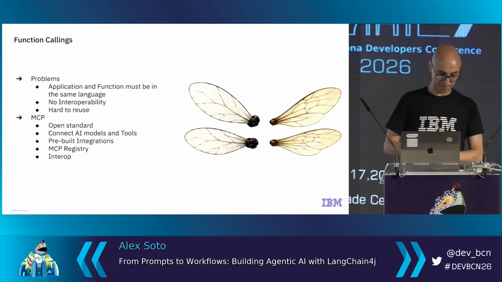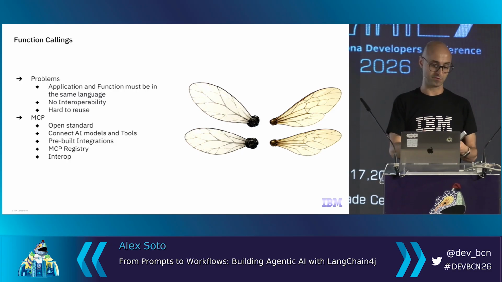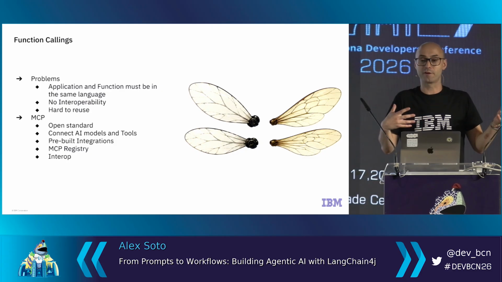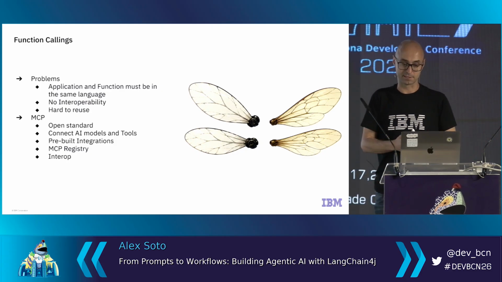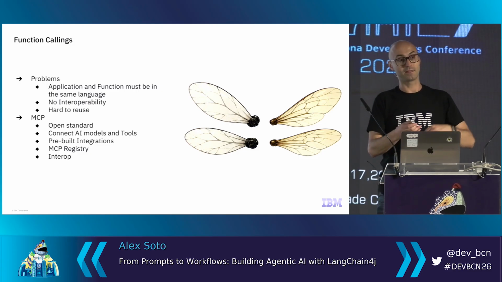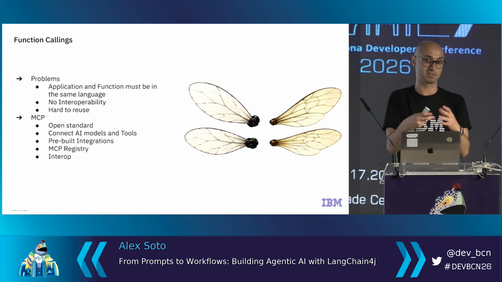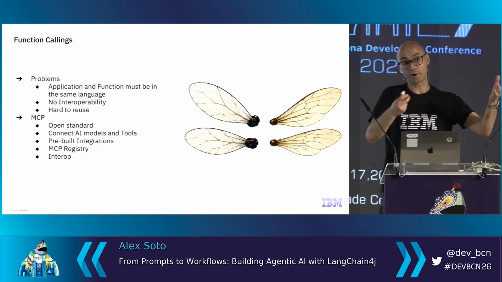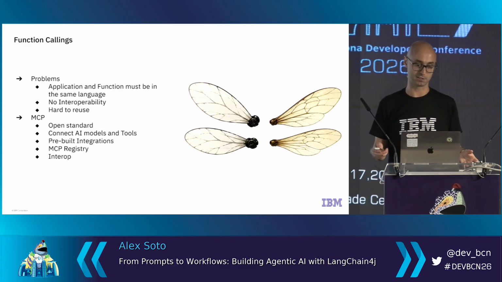What we've got then is MCP, the Model Context Protocol standard, which is an open standard that basically lets AI models connect to tools in a standard way. So no more problems of, hey, the tool is in Java, so I need my application to be in Java. No, because now there is a standard, and since there is a standard, your tool could be in Go, and my application can be in Java, or I can reuse this function in all my projects.